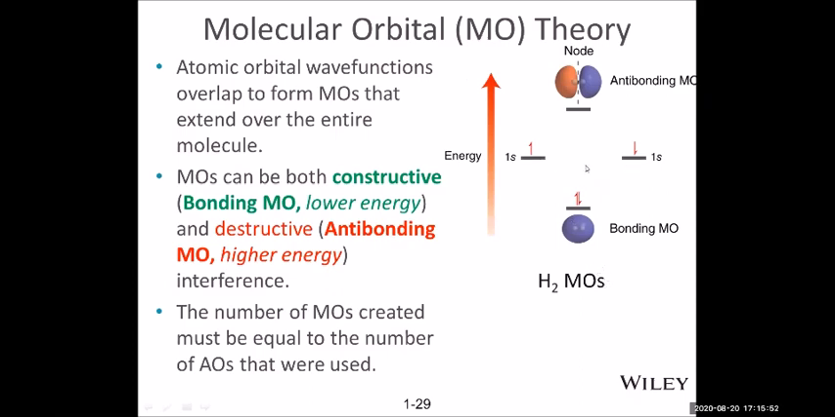When two wave functions interfere, you can have constructive interference, which gives a low energy molecular orbital. And you also have destructive interference, which causes the energy to go up. In between the nuclei, there is zero electron density, you have one node. This is the molecular orbital that is of higher energy.